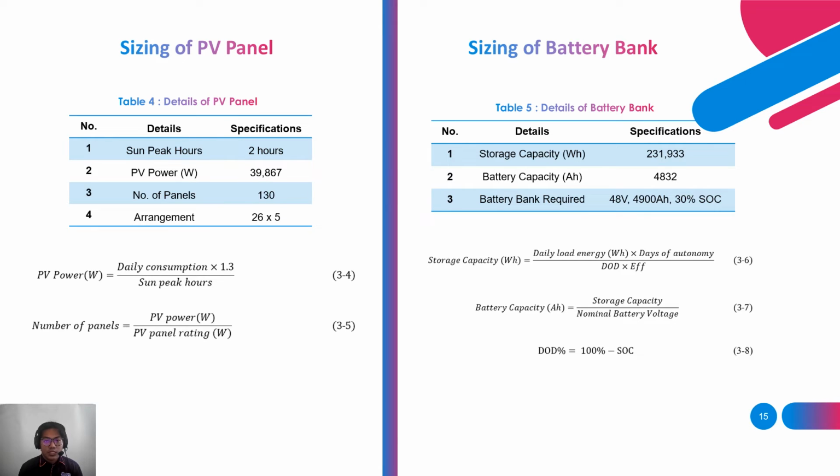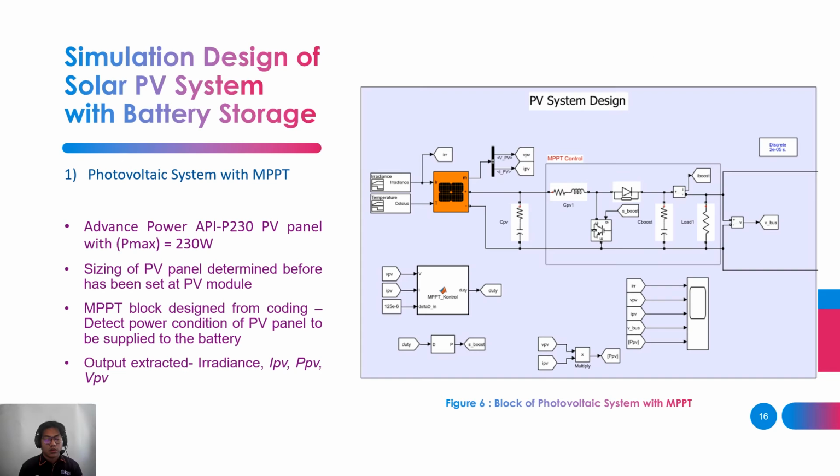The 48 volt is set as the system voltage due to the big capacity installed in the system. Then, the state of charge is set at 30% because it is the inverse of the depth of discharge. The DOD for Long Orang Longhouse is 70%, so the battery bank required for this longhouse is 48 volt with 4900 ampere-hour. The simulation design is divided into 3 parts: the photovoltaic system with MPPT, the battery storage system, and the load design with inverter.